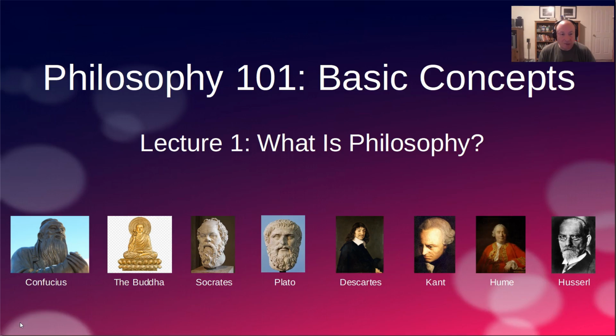At the bottom of the screen you'll notice 8 different philosophers from different places and different epochs: Confucius, the Buddha, Socrates, Plato, Descartes, Kant, Hume, and Husserl. We will discuss these and many other philosophers during the course of this series.